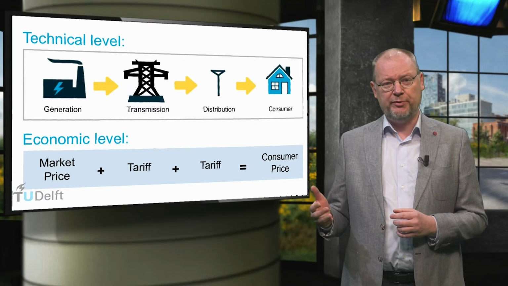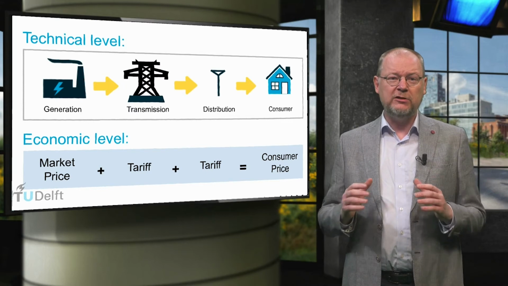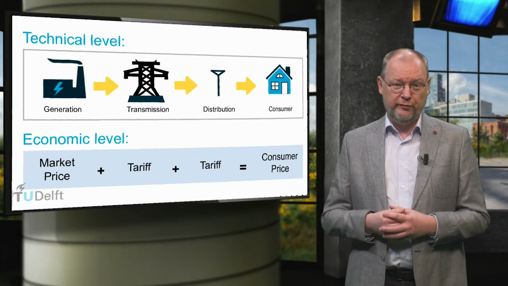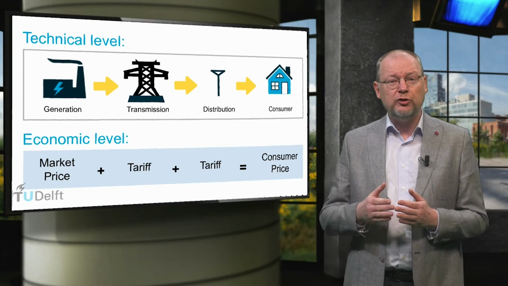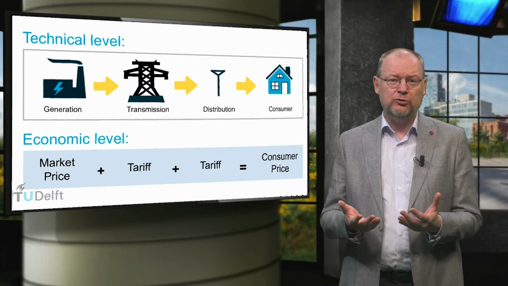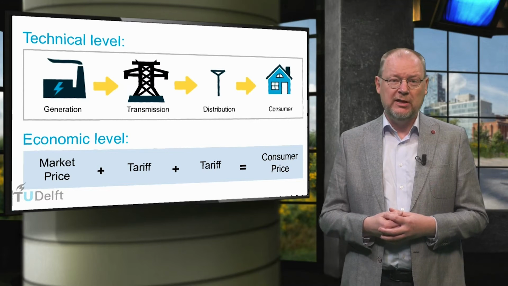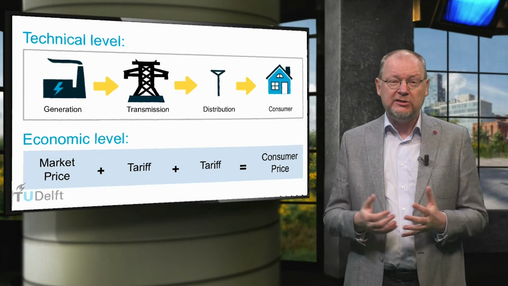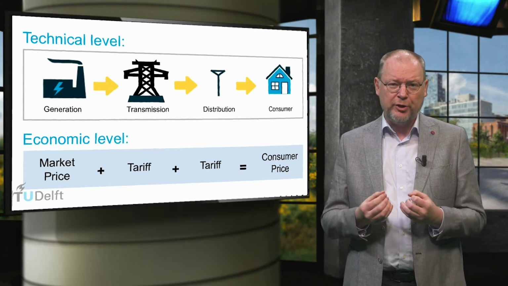Corresponding to each step in the technical level, there is an economic aspect that affects the final electricity price. For generation, we have the production cost of electricity. For transmission and distribution, we have the cost of transport. And in the end, we have the role of retailers who sell the electricity to the consumers. In practice, it may be slightly more complicated than this. However, this is the basic idea. Let's try to understand what impacts the price at each step.